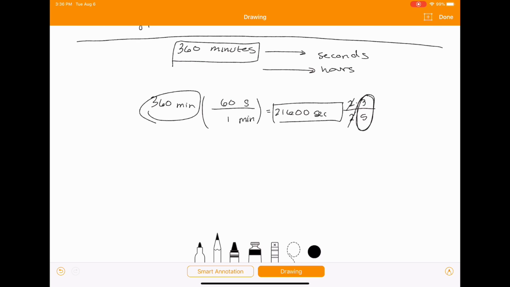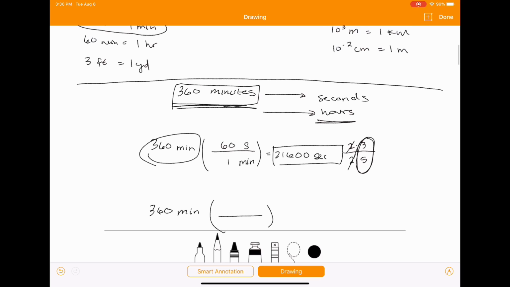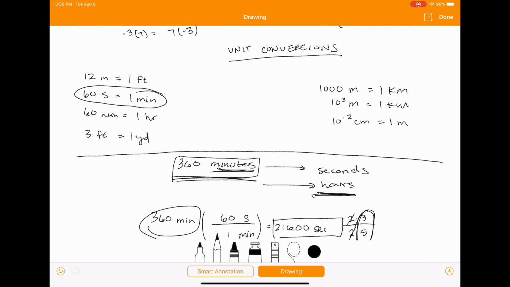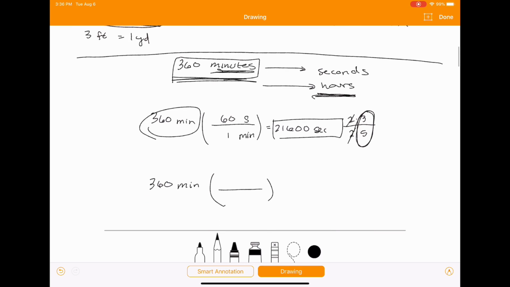So now if we want to convert 360 minutes to hours, we're going to do the same type of thing. So we're going to start with what we know. So we know we've got 360 minutes. And then we're going to multiply it by some conversion factor. So again, we're going minutes to hours. We're going to come up and pick the one that's got minutes and hours in it. So 60 minutes in 1 hour.